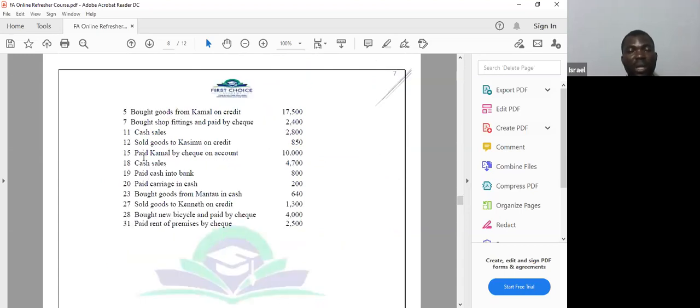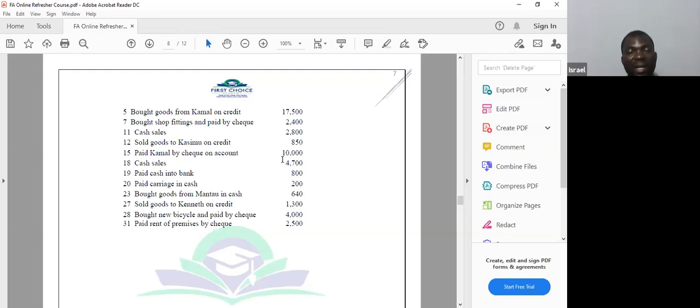So our next one is paid Karma by check on account. So we are paying Karma by check because you initially purchased on credit. So how much are we paying? We are paying 10,000. So two accounts are involved. Karma account and the check account. The check there is the bank account.